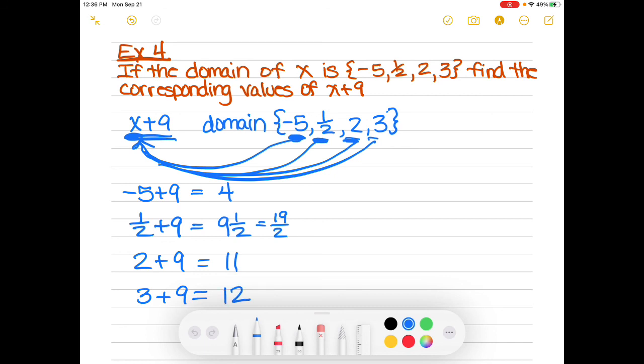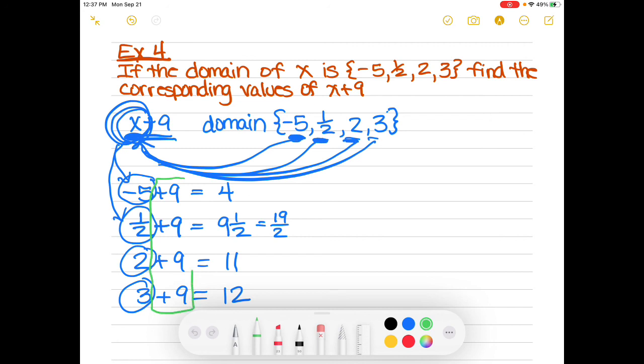Okay, so see what I did? I took the x up here and I changed it into each of the numbers. So I have -5 here, 1/2 here, 2 here, and 3 here. See how the plus 9 stayed the same? Let me change my colors real quick. The plus 9 stayed the same, okay, because that is a constant. That doesn't change. The variable x changed because it is the variable.